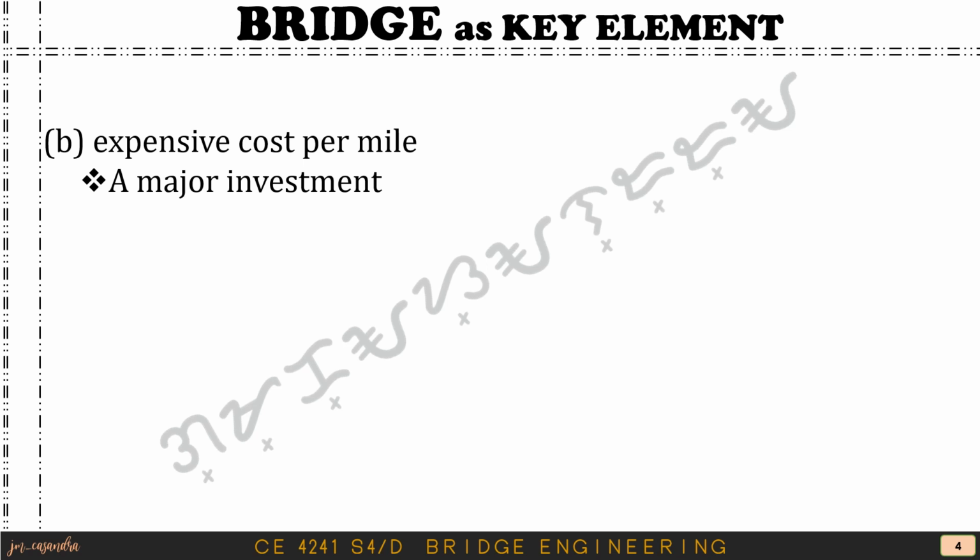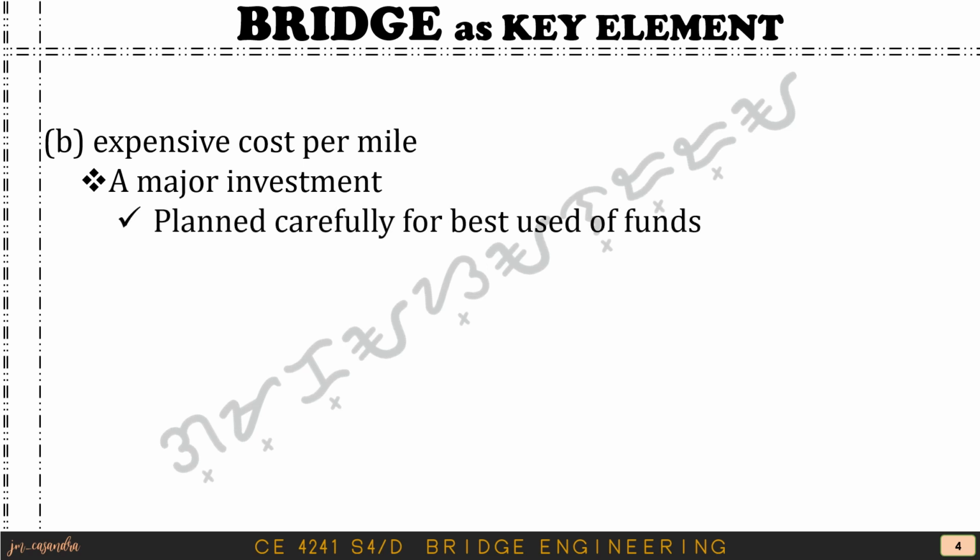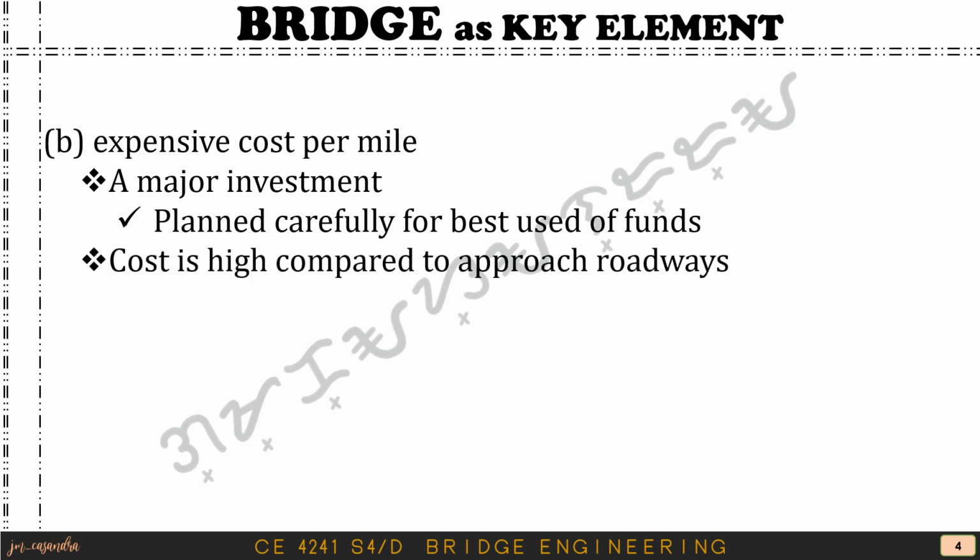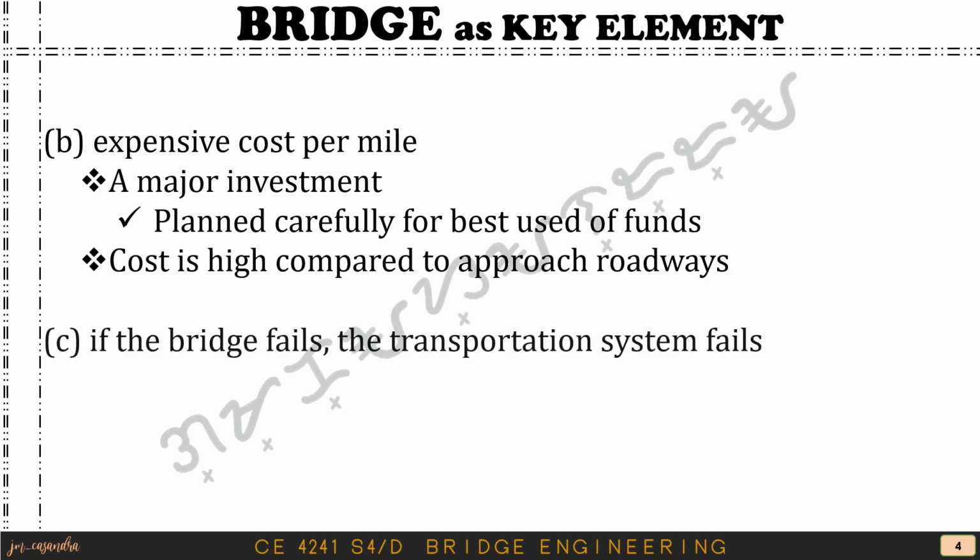So next, the bridge is expensive per mile because it is a major investment. Building bridges is much more expensive compared to building highways or roads. Therefore, it should be planned carefully for the best use of funds for the project. It costs high compared to our roadways.